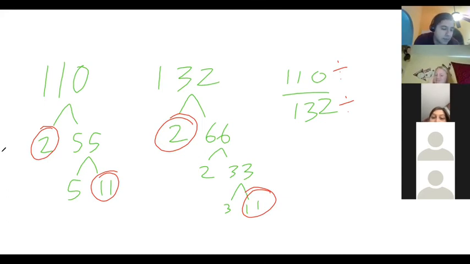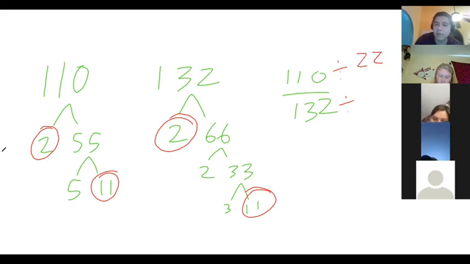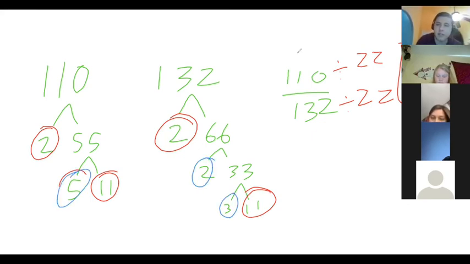So 2 and 11, that means we can divide both of them by 22. We can divide both of these by 22, and our simplified version is 5 over 6, right? What do we have left over? We have a 5 on this side, and a 2 and a 3 on this side. So that's 5 over 6. Yeah, so that's one trick. We'll learn more about finding the greatest common factor later on.